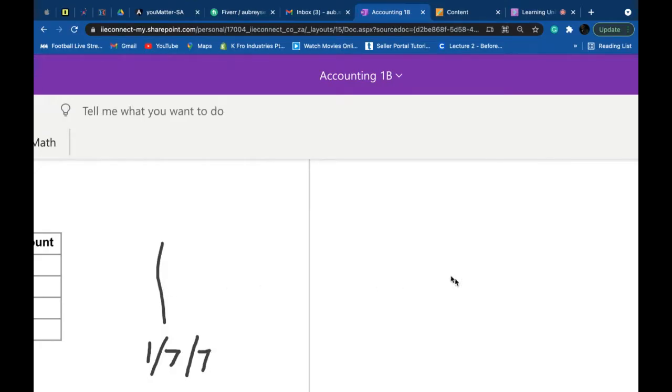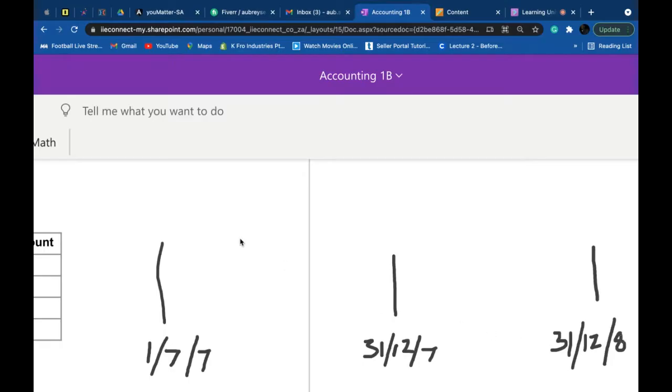Then for the first financial year, when does it end? No, that's when we bought it. We're doing this until 31 December 2007. And then we need to do another one up until 31 December 2008.